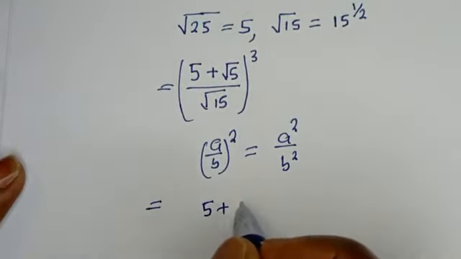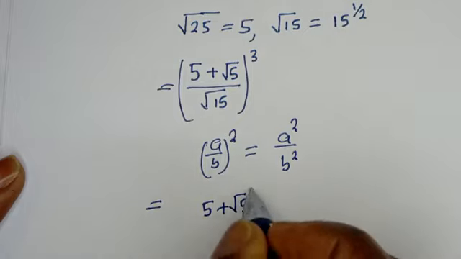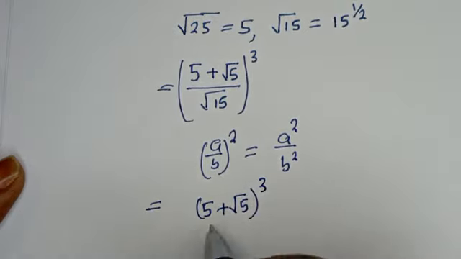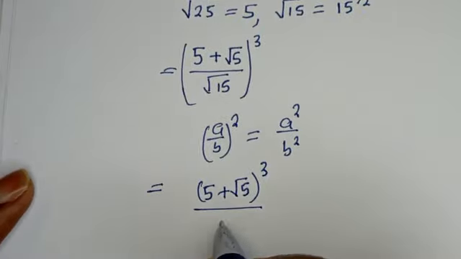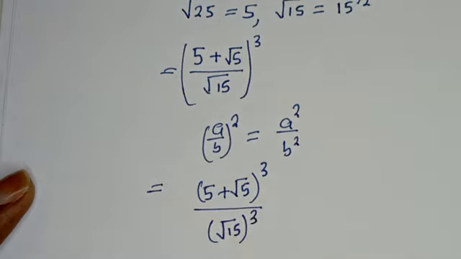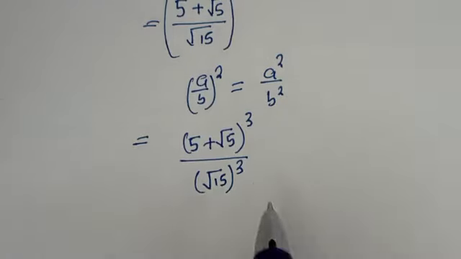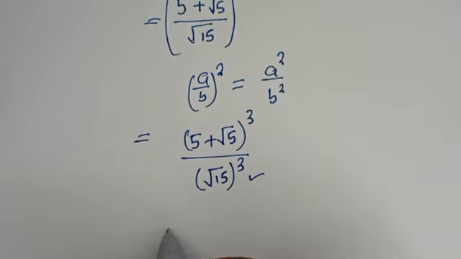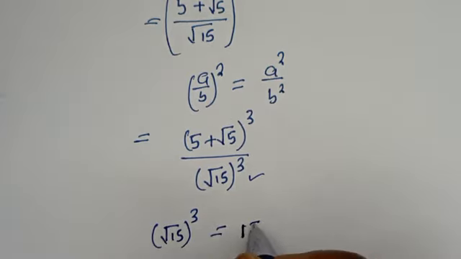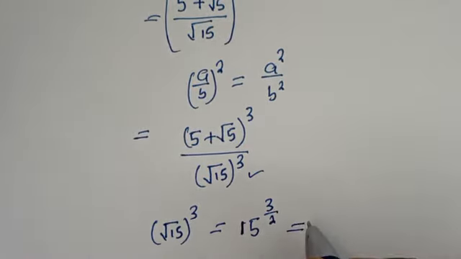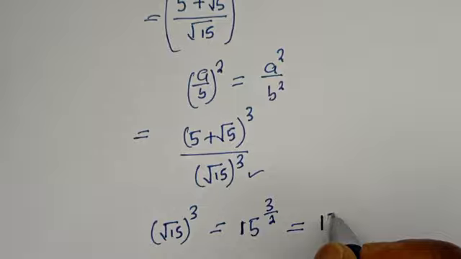5 plus square root of 5, all to the power of 3, divided by square root of 15, all to the power of 3. Let's consider this denominator first. Square root of 15 to the power of 3 is equal to 15 to the power of 3 divided by 2, and this is equal to 15 multiplied by square root of 15.